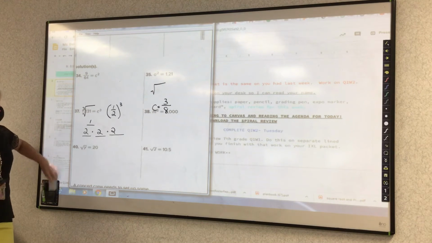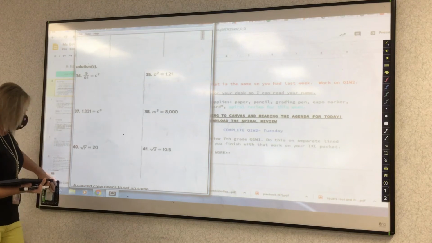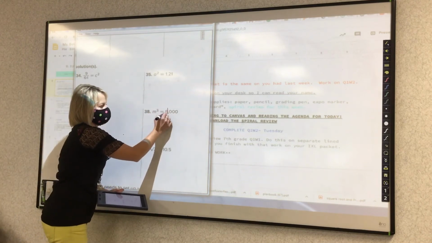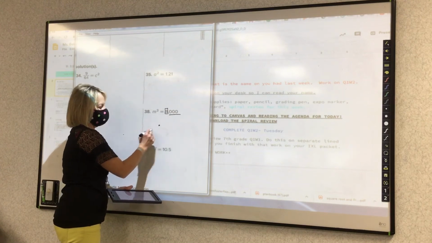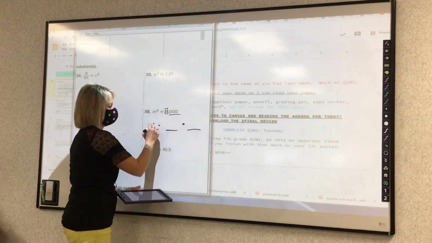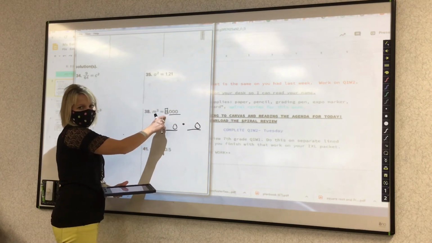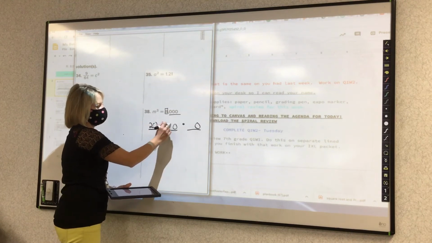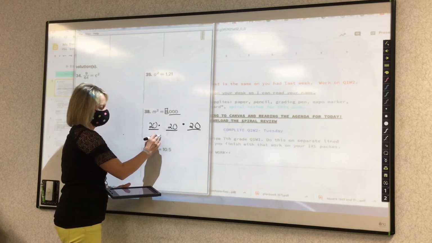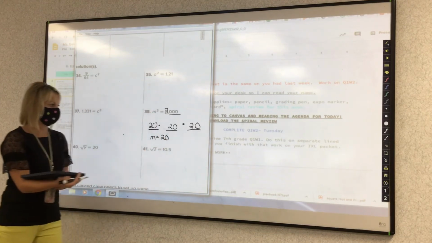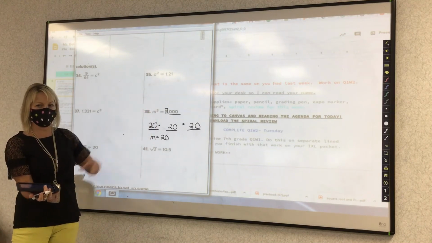38. I gave you an example on this one already. I know I have 3 zeros, so my answer has to end in a 0. Then what times itself 3 times gives me 8? 2. So M is 20, just 20. Don't say it's 20 cubed because it has a cube there. We just wanted to know the base number that you got to put in.